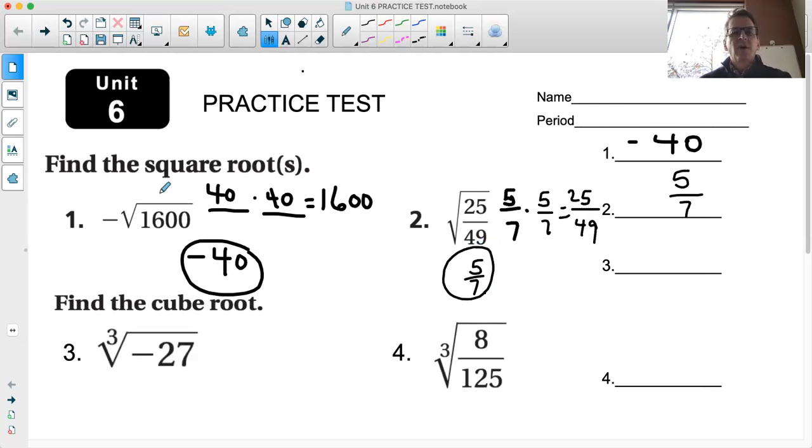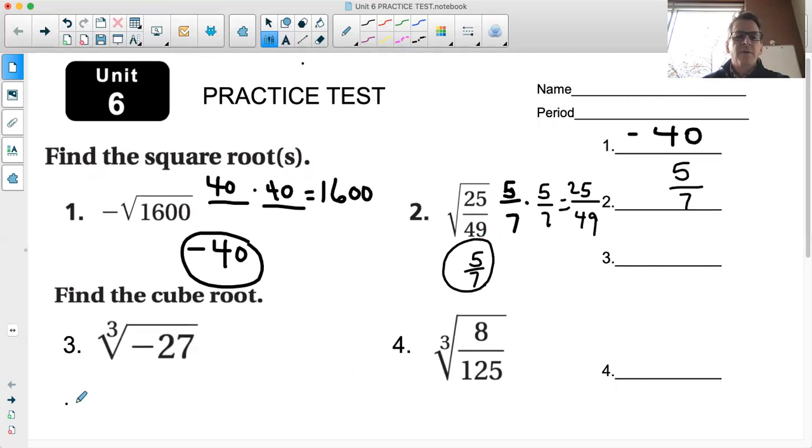Okay, so just like the square roots, you're going to have a few problems on cube roots. So we're looking for the number that when you multiply it 3 times.